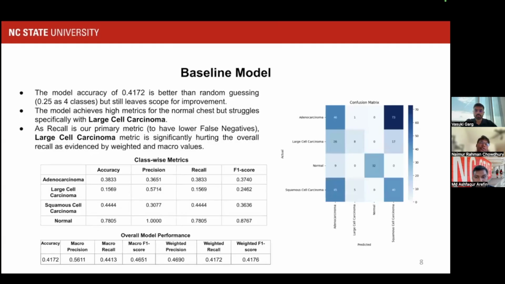This is the performance of our baseline model without data augmentation with AC-GAN. Since we were mainly focusing on recall, you can see that the recall values across all the classes, as well as the macro recall and the weighted recall, all perform poorly.